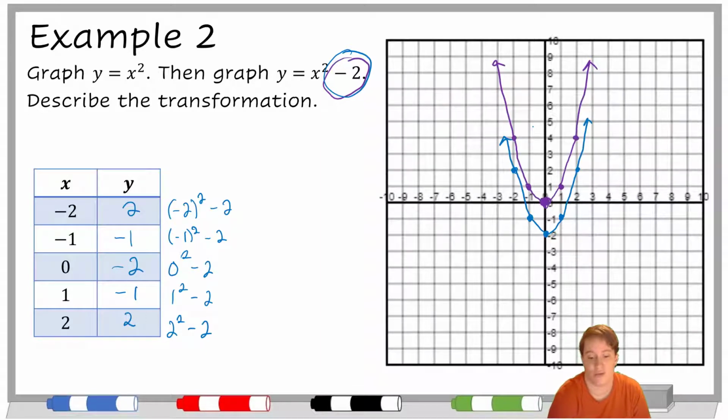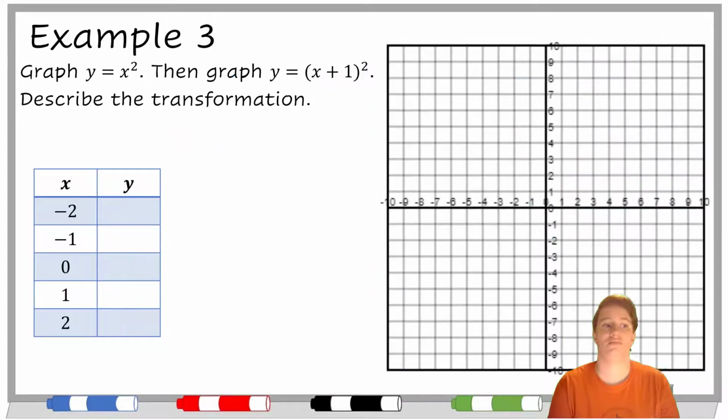All right, so there's our parent graph and our new graph, and our transformation is a shift down of 2. Notice I didn't say shift up of -2, although you could argue that that would be correct. It just doesn't really quite give the information the same way. We've moved it down 2. Okay, so now let's look at something a little bit different.